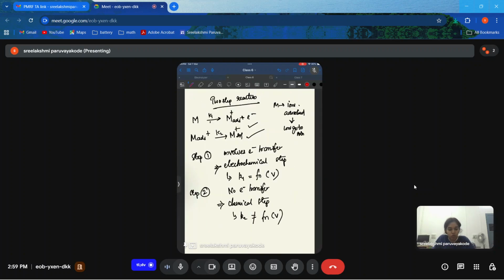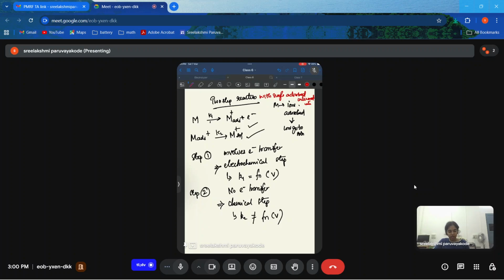Now let us move on to the next one, which is the two-step reaction, where we consider a single adsorbed intermediate. We are going to consider where there is only one intermediate. Unlike the previous one, where the product is formed in a single step, here it doesn't happen so. Here the reactant initially becomes an adsorbed intermediate, which then goes into the solution.